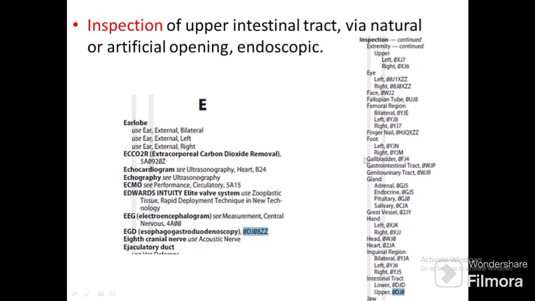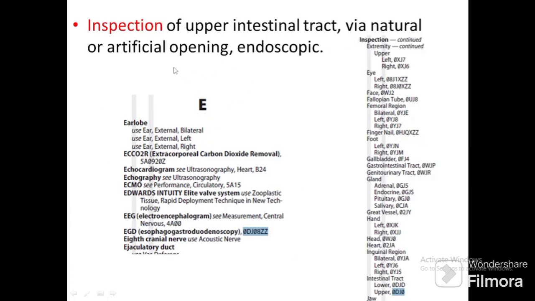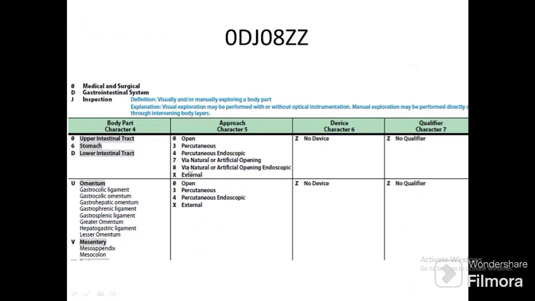If you follow this approach, the table will be 0DJ. The upper intestinal tract is given the value 0, and the approach is via natural or artificial opening. Here 8 is via natural or artificial opening endoscopic, so this is 8, not 7. So: upper intestinal tract, via natural or artificial opening endoscopic, and no device and no qualifier.